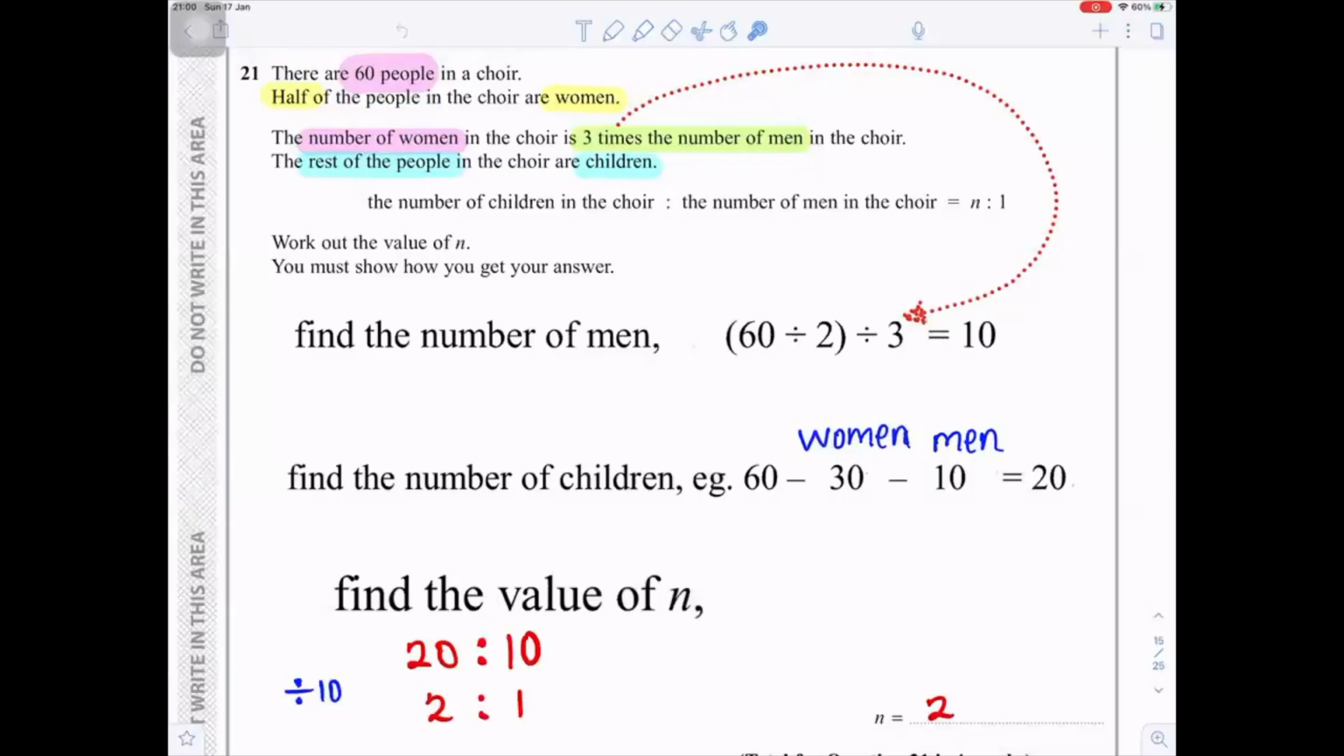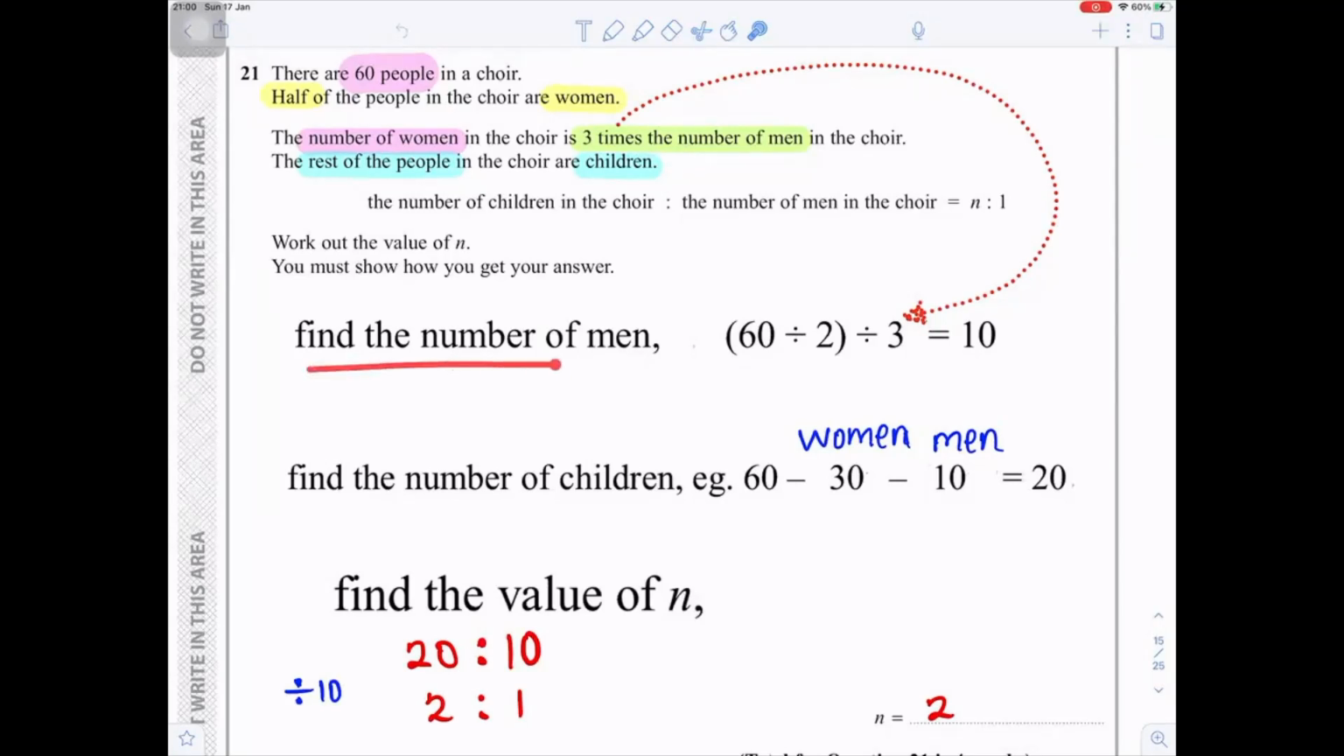Question number 21. There are 60 people in the choir. Half of the people in the choir are women. The number of women in the choir is 3 times the number of men in the choir. The rest of the people in the choir are children. The number of children in the choir to the number of men in the choir is n is to 1. Work out the value of n. You must show how you get your answer.